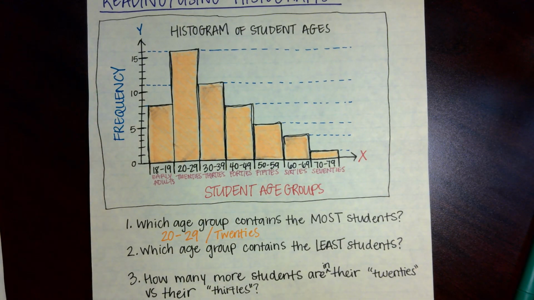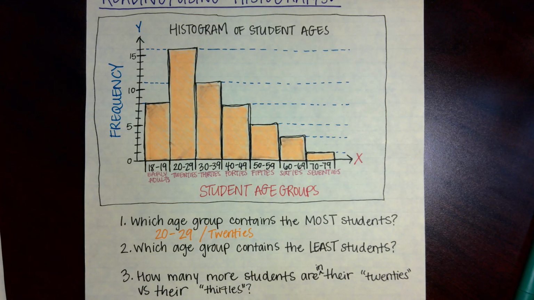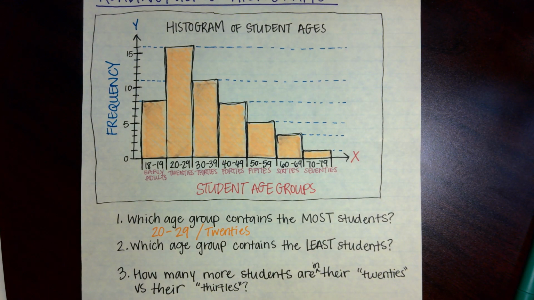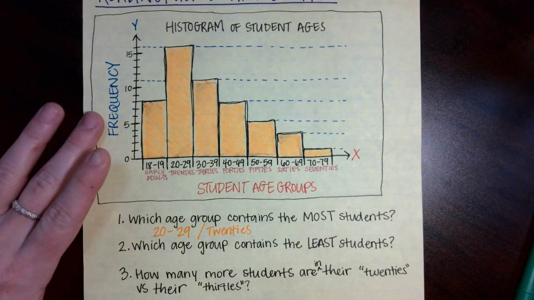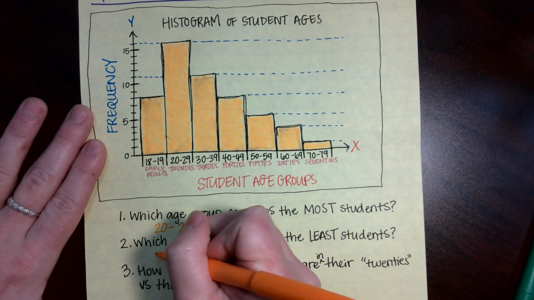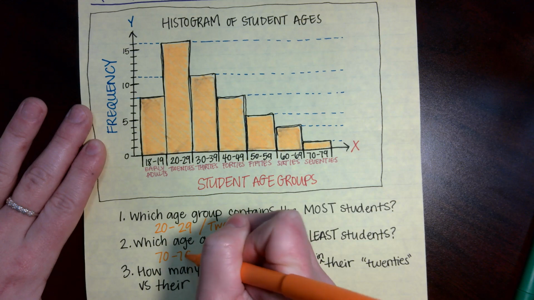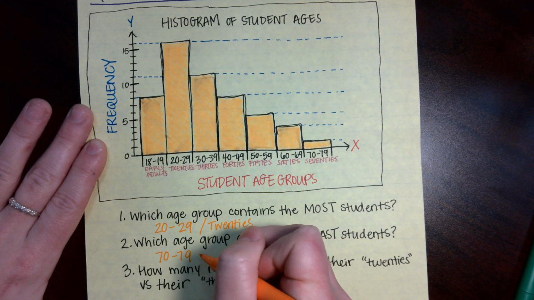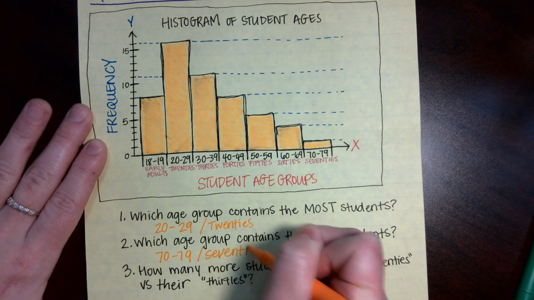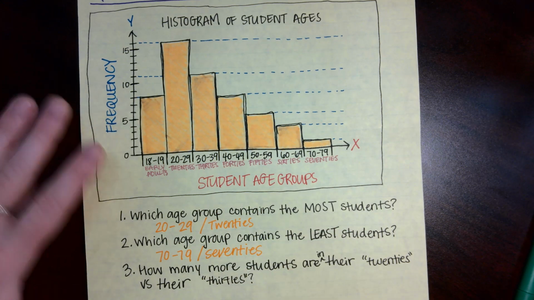So that's got the most students in it. Most students are in their 20s. Okay, which age group contains the least students? 70s. How many? Right there is 1. That's right. So we got 1 person in their 70s.